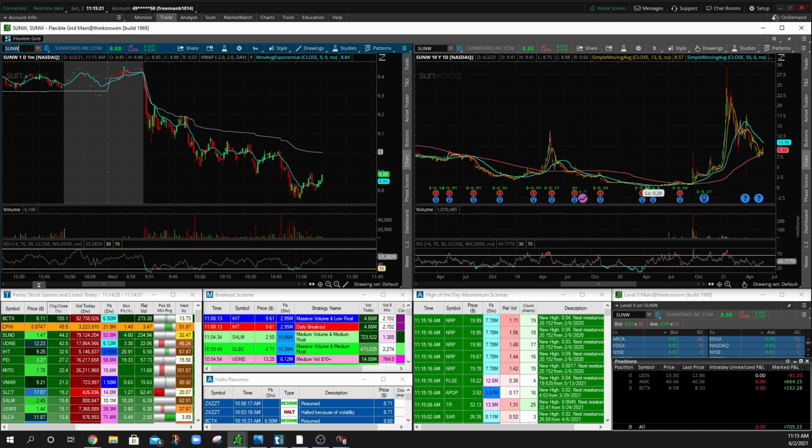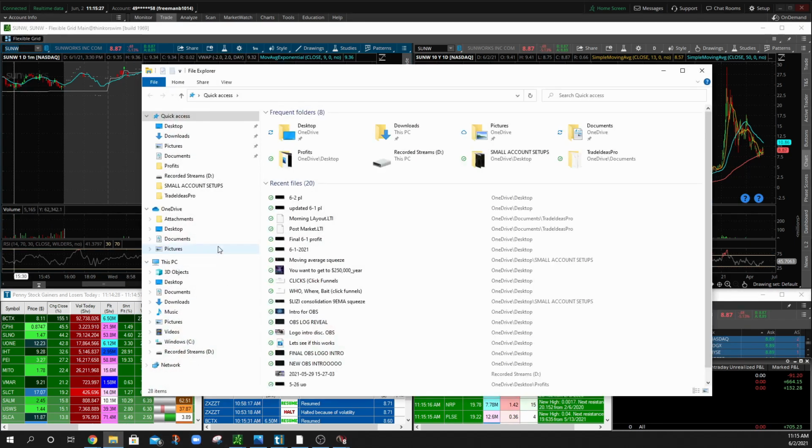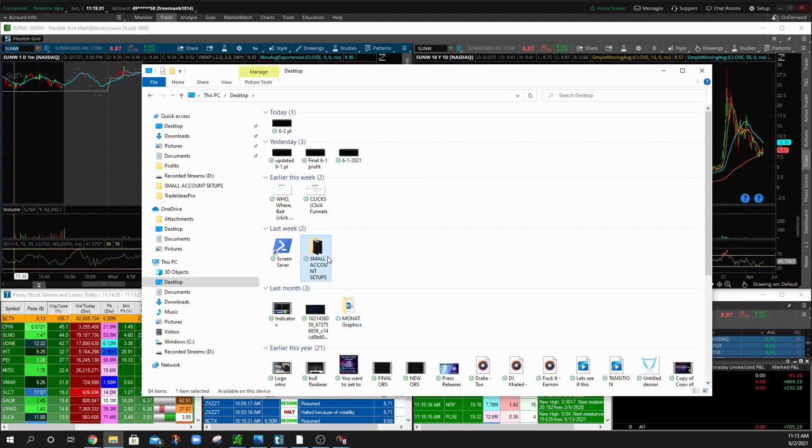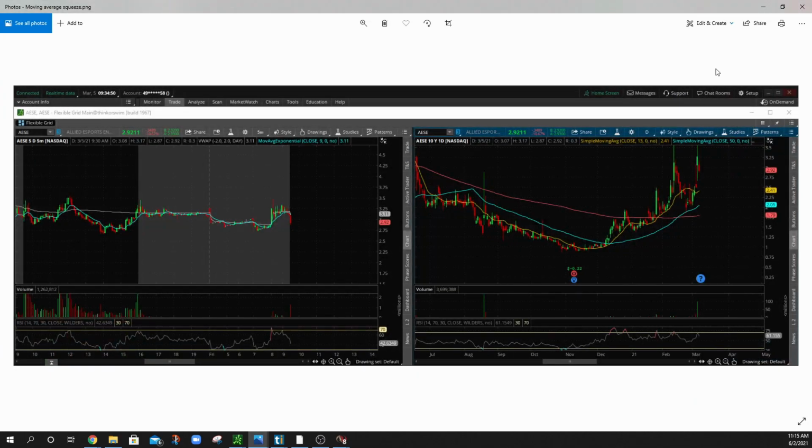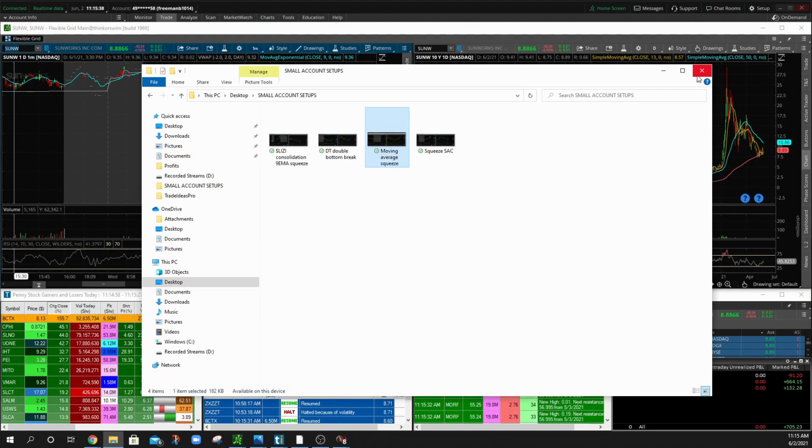I took this swing trade last year on SUNW. There was another one last year that I took as well, and I'm going to pull that one up. Let's go to the desktop, small account setups. It looks like this one was on AESE. We'll come back to AESE in a moment. But again, I remember SUNW. I took this last year, and it was a very rewarding and very profitable swing trade.